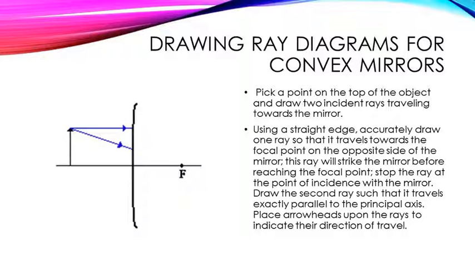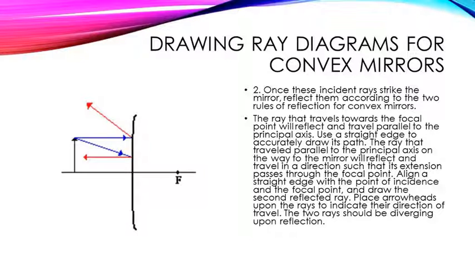Using a straight edge, accurately draw one ray so that it travels towards the focal point on the opposite side of the mirror. This ray will strike the mirror before reaching the focal point. Stop the ray at the point of incidence with the mirror. Draw the second ray such that it travels exactly parallel to the principal axis. Place the arrowheads upon the rays to indicate their direction of travel.